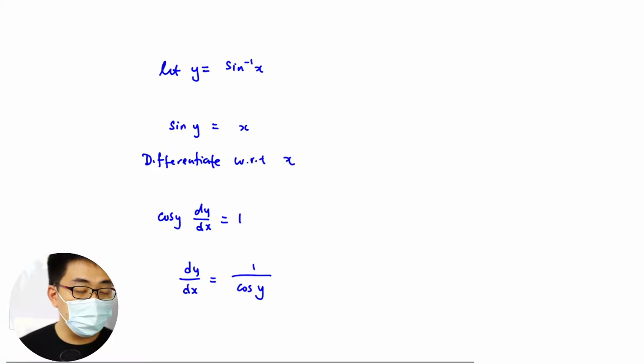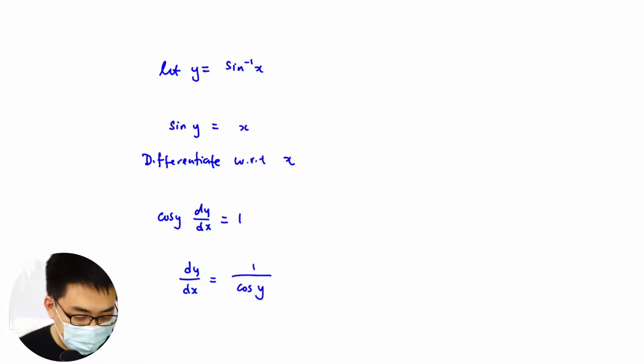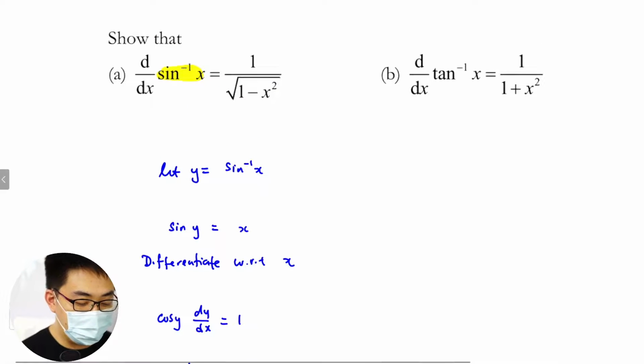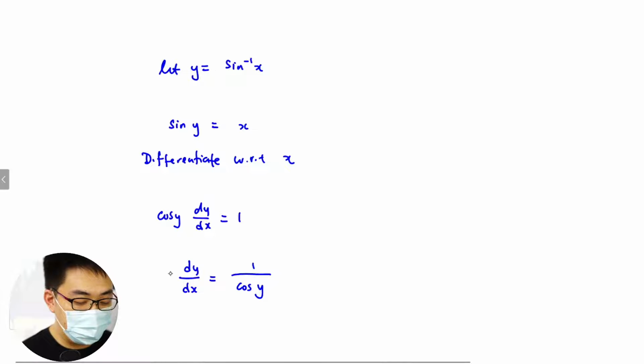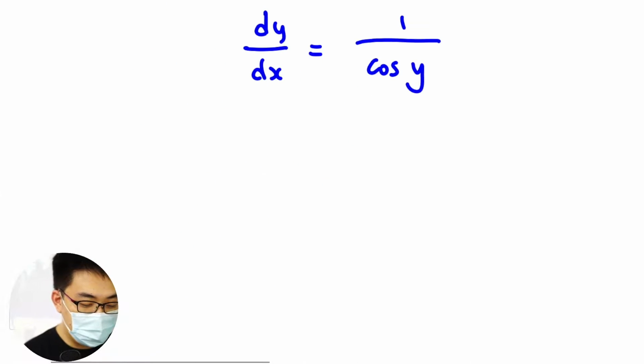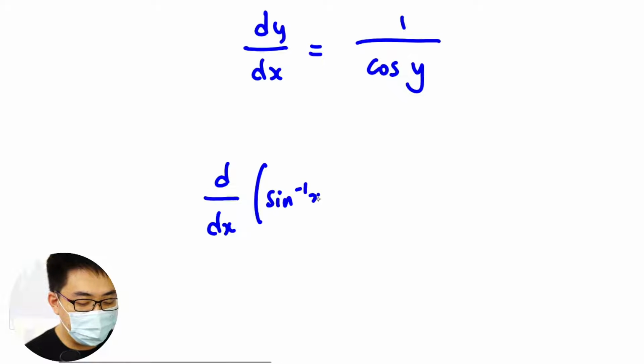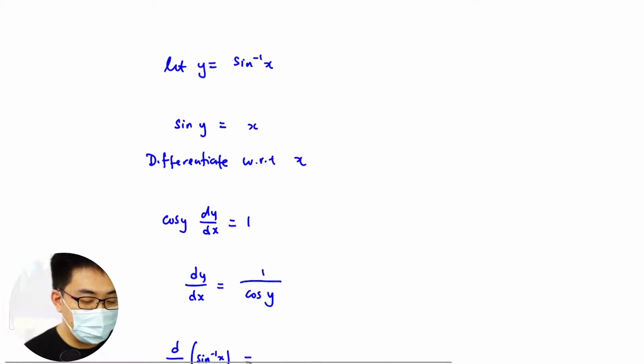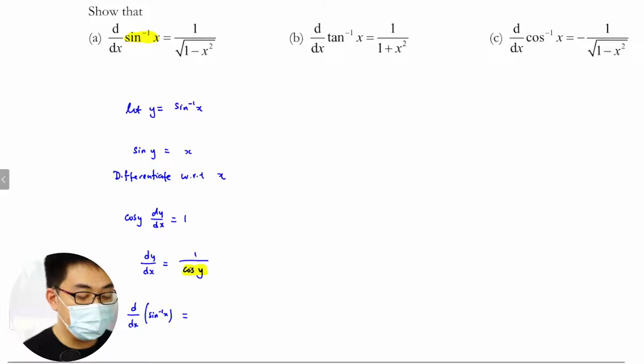Now this is where most students will forget what to do. Students will say, how do you change this? Because y is sine inverse x, this is supposedly d/dx of sine inverse x, right? So the question now is, what is this y here? Cosine y, what is this?